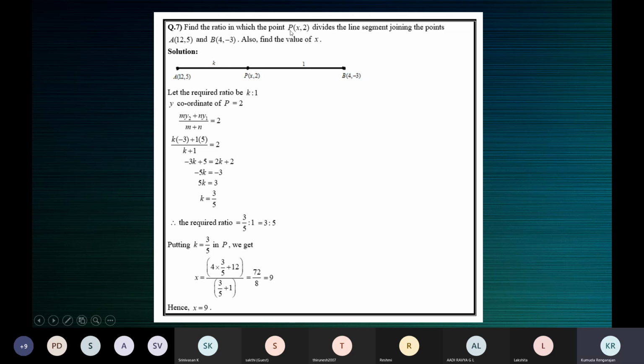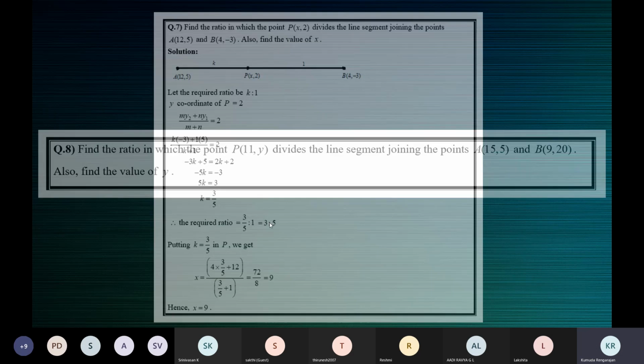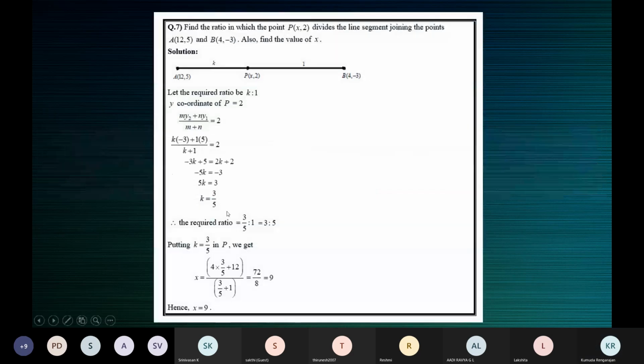Well, I told you anyways how to find the x coordinate of P. X is equal to mx2... I'm repeating, you can see your work. The ratio is 3:5. So 3 into 4 plus 5 into 12. So 3 into 4 is 12. And this one is 60. So 72 by 3 plus 5, 8. 72 by 8, which is 9. So the value of x is 9.